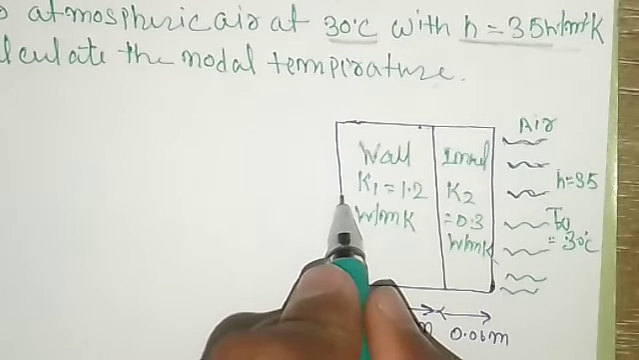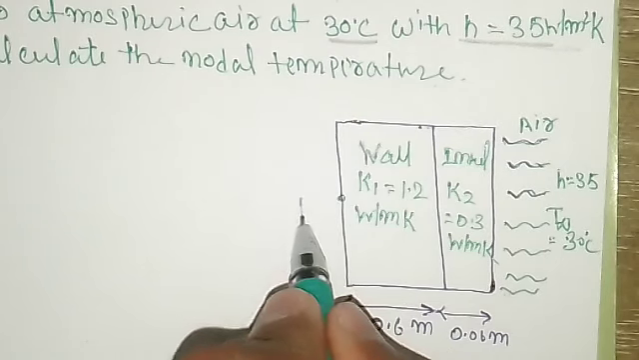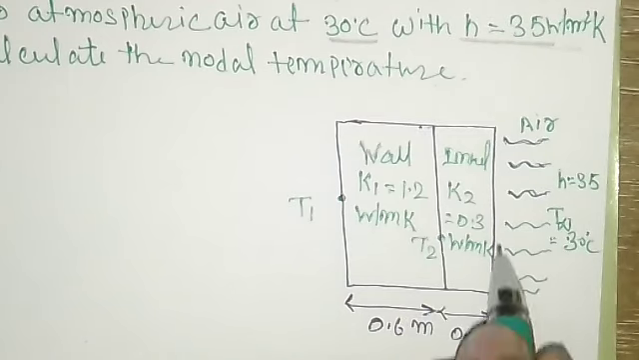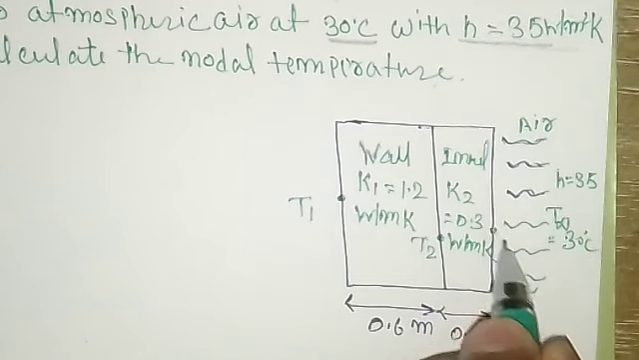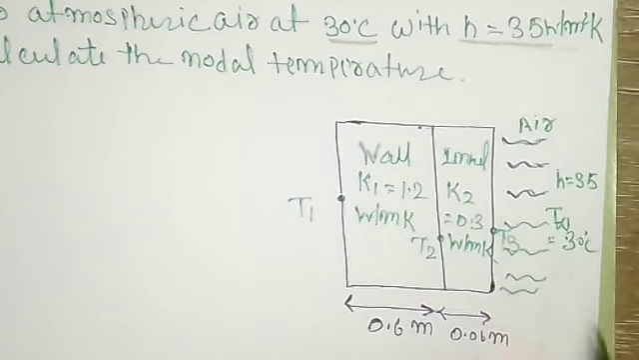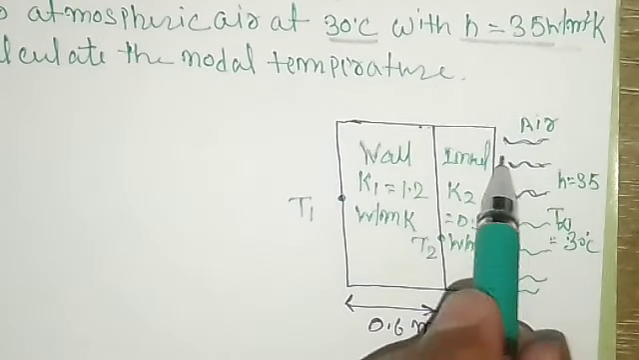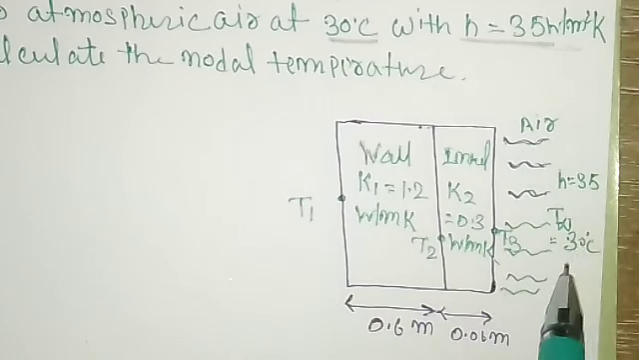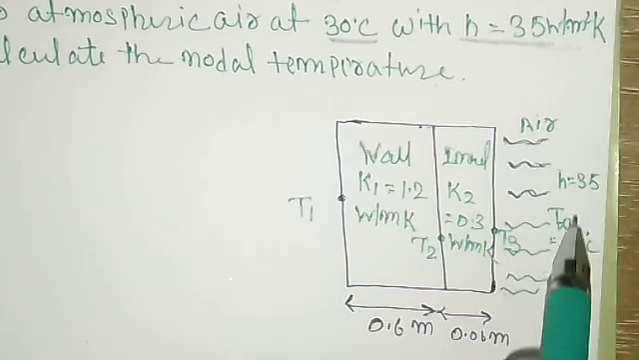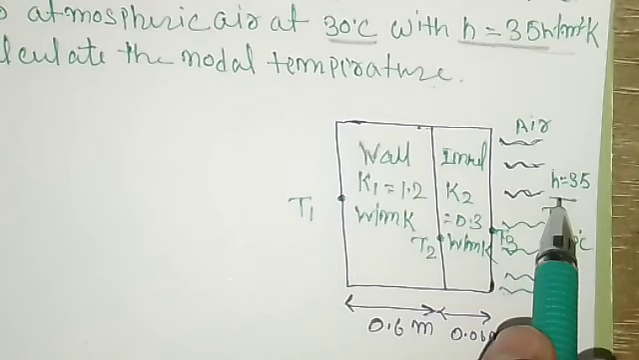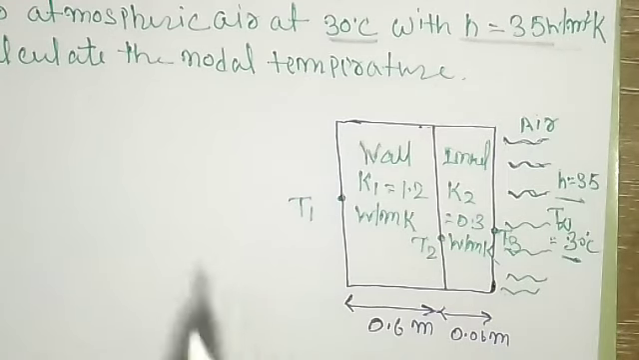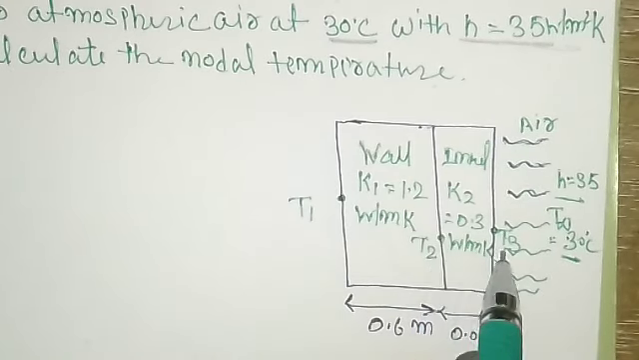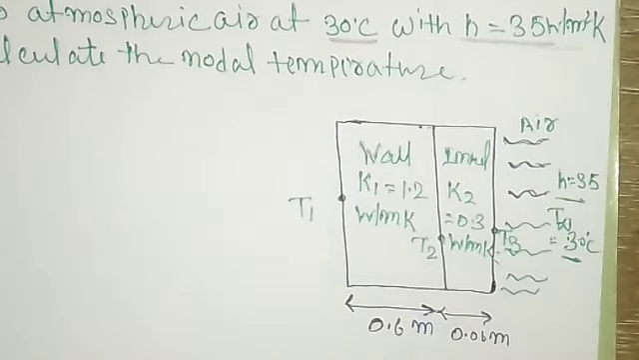So the nodal temperature, the inner surface temperature of the wall, is T1. This is the intermediate temperature, we can say T2, and this is the outside temperature of the insulation material, that is T3. Alright, and this insulation material is exposed to the atmospheric air whose temperature is 30 degrees centigrade and the heat transfer coefficient of the air is 35 watt per meter square Kelvin. You have to find out the nodal temperatures T2 and T3 by using the finite element method.